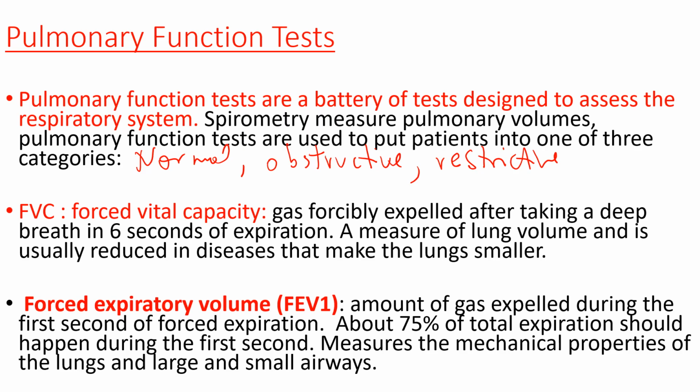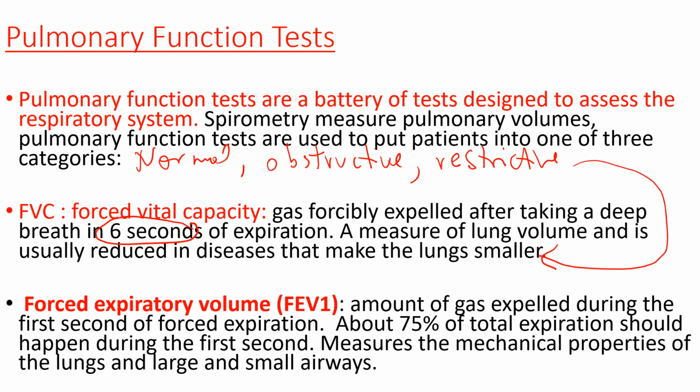So we do the inspiratory capacity, and then we expel as much as possible, forced expiration, and everything you can expel within 6 seconds. And this is typically reduced in restricted diseases when the lungs are smaller.